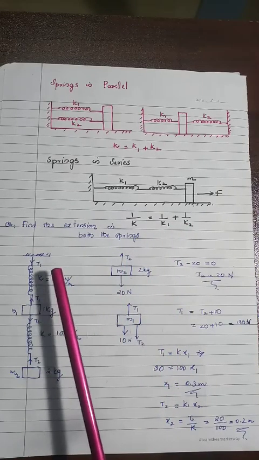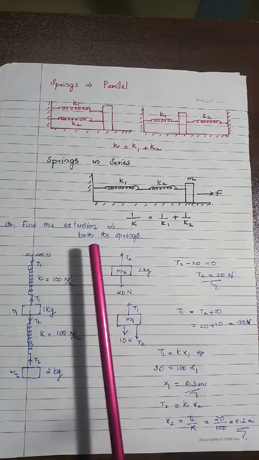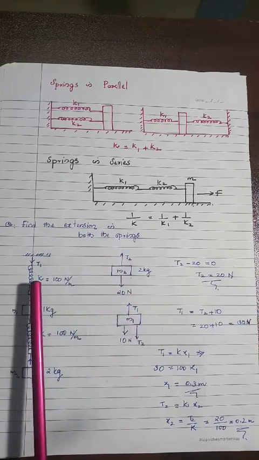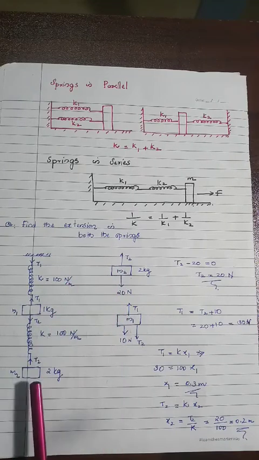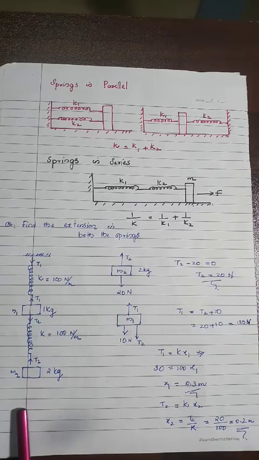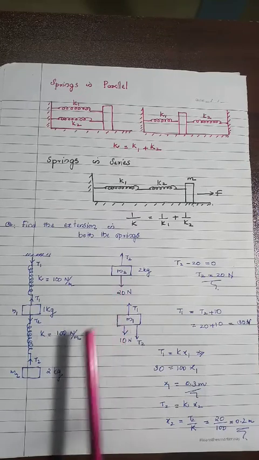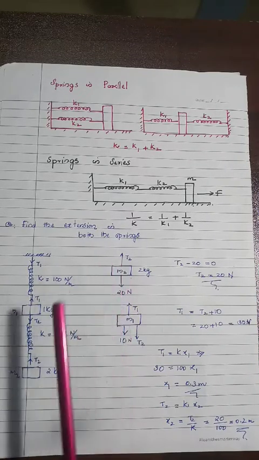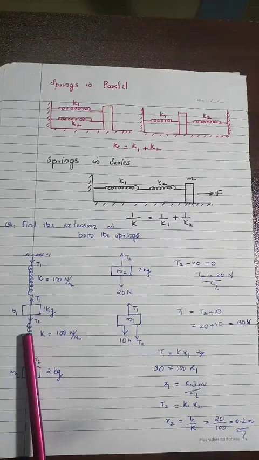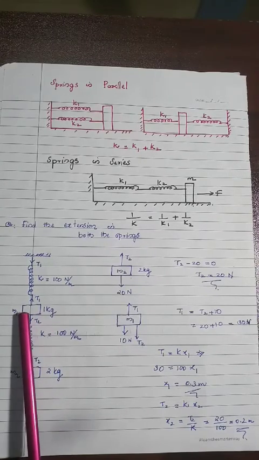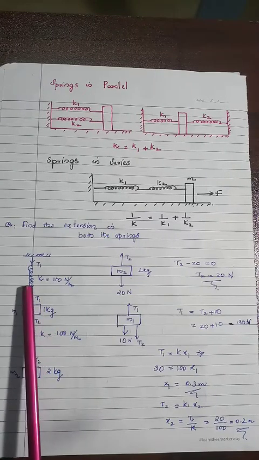Here a good question is waiting. Find the extension in both the springs. Look at the figure. Both the springs have the same force constant. M1 is 1 kilogram, M2 is 2 kilogram. So look at the free body diagram. For M2 at first, its weight 2 into 10 is acting vertically downward. The tension T2 is acting vertically upward. And for M1, T2 is acting vertically downward, its weight 1 into 10 is downward, and T1 is in the upward direction.